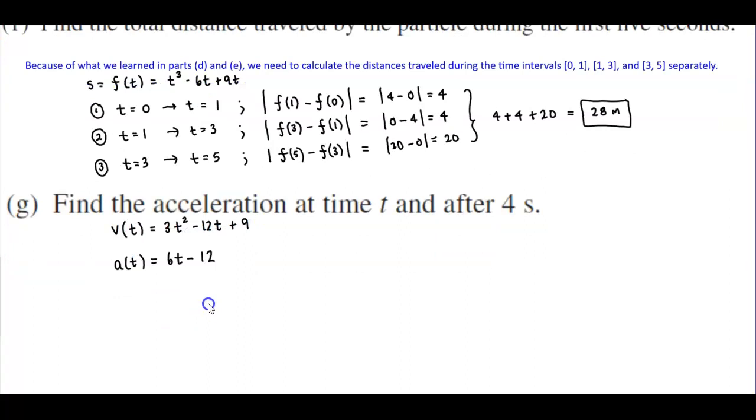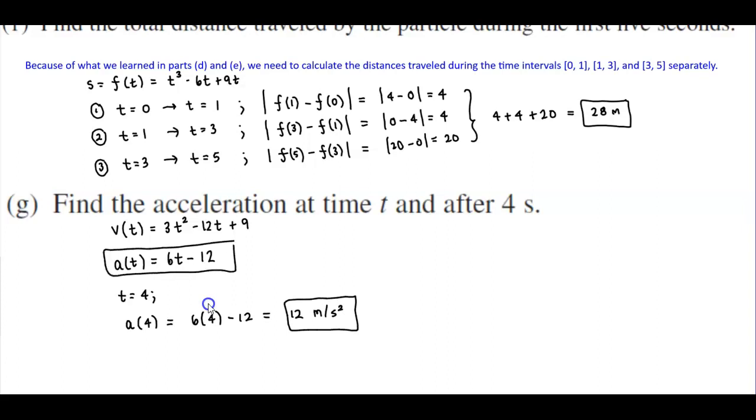So now we know what the acceleration is. Now we want to find out what happens when t is equal to 4. So we're going to plug it into the acceleration formula. So a of 4 is going to equal 6 times 4 minus 12, which then equals 12 meters per second squared. So therefore, there is our acceleration function and the acceleration after 4 seconds.